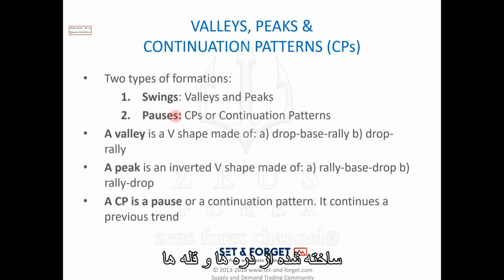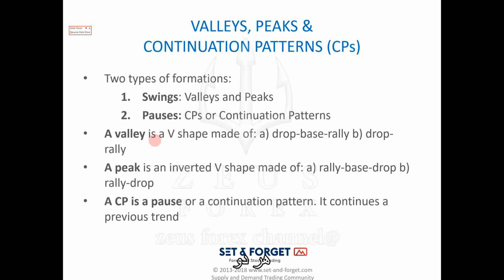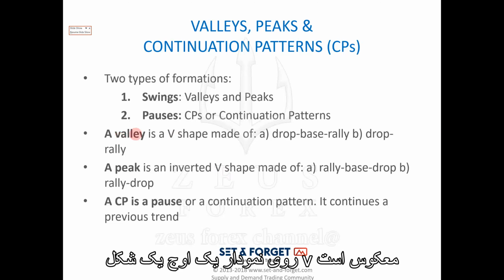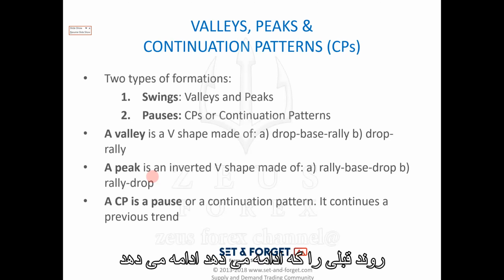A valley, which is a swing, is a V shape made of a drop-base-rally or a drop-rally. Both are possible. We're going to see some examples on a chart right now. A peak is an inverted V shape, the reverse of the valley, made of a rally-base-drop or alternatively a rally-drop. A CP, finally, is a pause or a continuation pattern. It is a price action pattern that continues a previous trend, which is a rally-base-rally or a drop-base-drop.